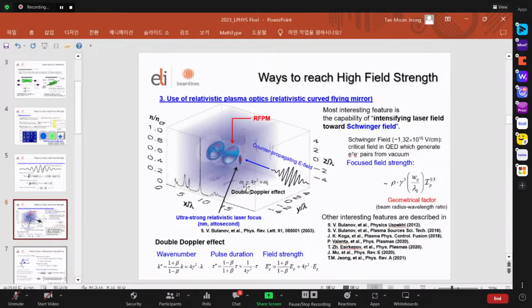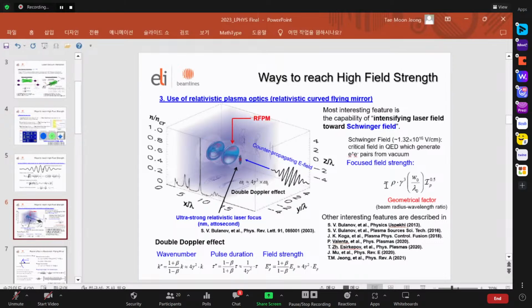And then if we introduce the counter-propagating source laser pulse, part of it can be reflected and focused to form a very strong field strength. As Sergei mentioned in his presentation, by considering the double Doppler shift, the wave number and field strength can be enhanced by 4 gamma squared, and the pulse duration is reduced by 4 gamma squared like this, and then the field strength is expressed in this expression here, as Sergei mentioned. Here, as you can see, the geometrical factor is determined by the beam size divided by wavelength. This is not easy to see without any theoretical calculation. Anyway, the focus field strength is enhanced in this way. Here rho is the reflectivity of the plasma mirror.